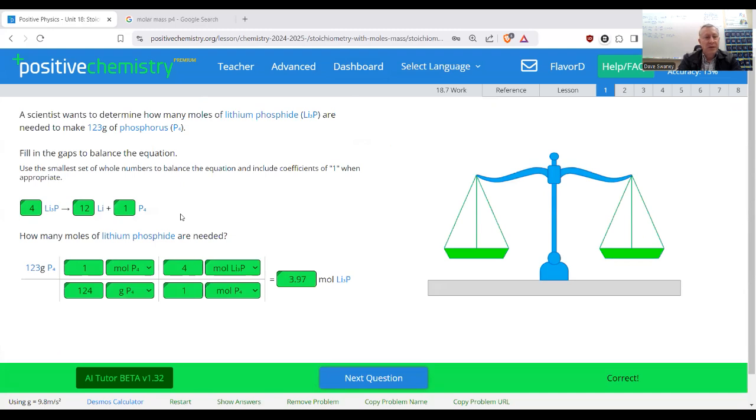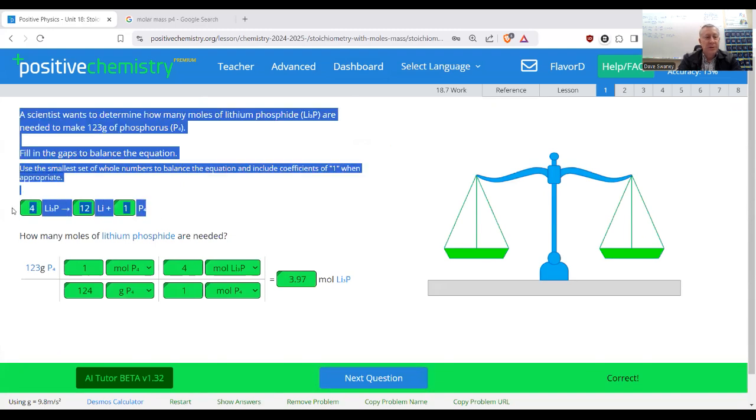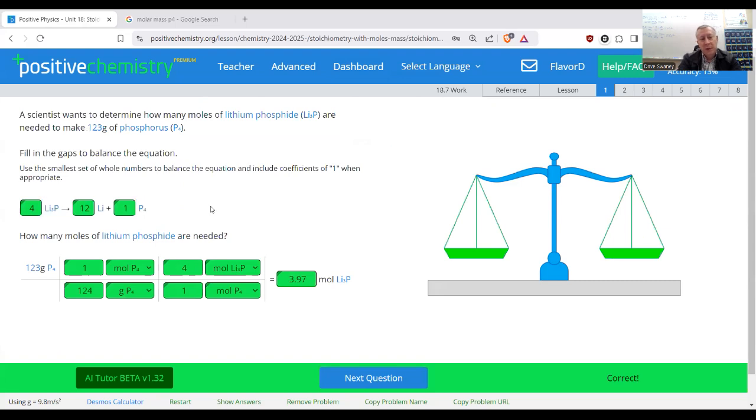This is for 18.7. We had to balance the reaction. I'm hoping you can do that. And they gave us grams of the product, and we want to know moles of the only reactant. So to jump from 1 to the 4 means that the 4 will be on top and the 1 will be on the bottom. If you want to make 100, you got to use 400. If you want to make 4, you got to use 16.